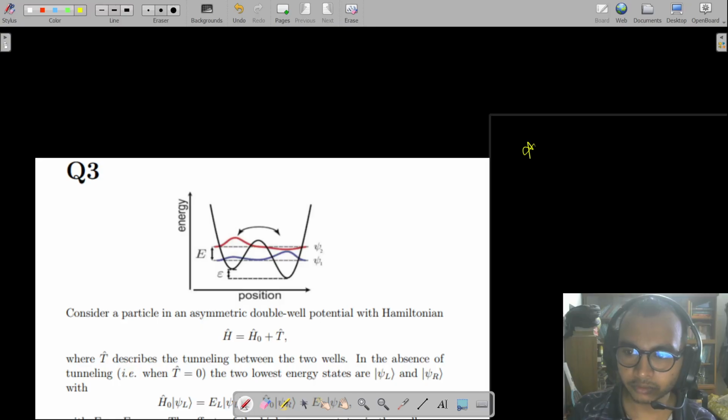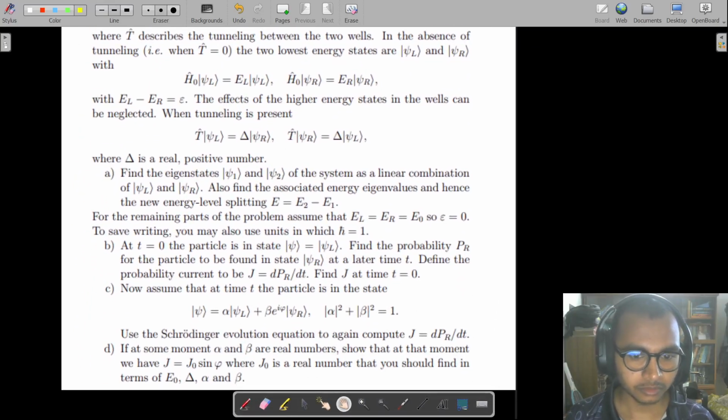So we'll continue from where we left off. We were solving this problem where we have to find the probability current, which is defined as the time derivative of the probability P_R. In the last videos, we managed to show what P_R looks like as a function of time. We'll have to start with finding this quantity j at time t equal to 0.